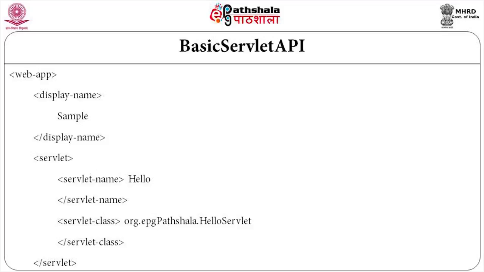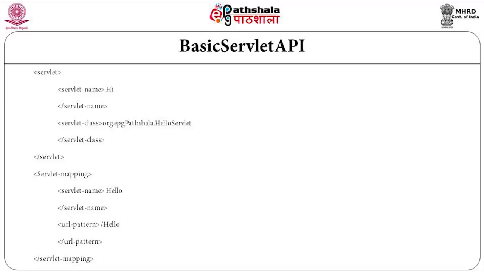Another servlet, if you want, you can create and give it a different name. Let us call it hi, and use the same class name here. So we got two different servlet objects. Now let us put some servlet mappings. We can try out all three kinds of servlet mappings. We have a servlet mapping with servlet name, one was hello, the other is hi.